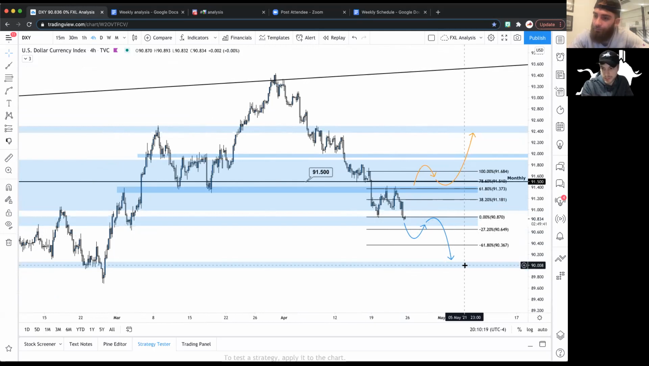Okay, so we could definitely see this move down to 90 potentially, 90 flat. But it depends if we consolidate or if this move actually does follow through and we see that lower high form.